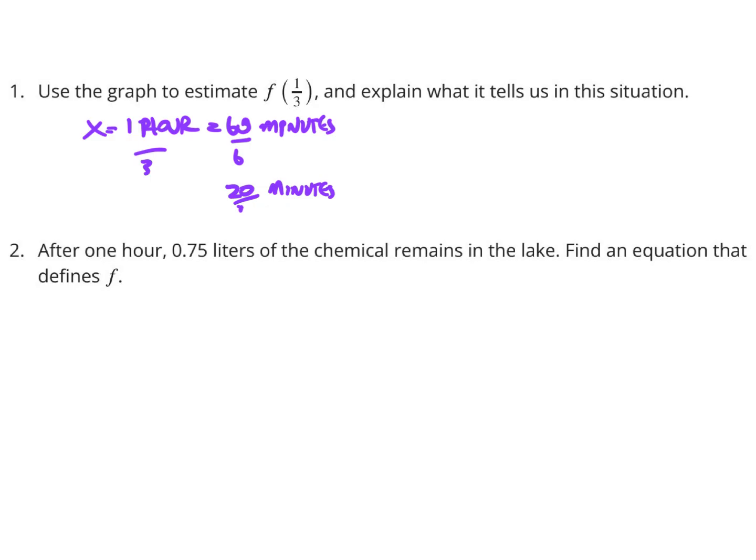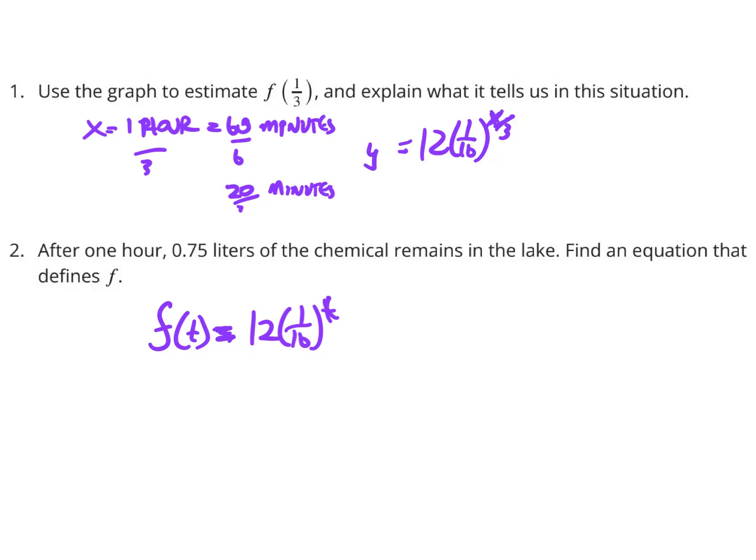After 1 hour, find an equation that defines it. We already wrote our equation. F of t, where t stands for time, is 12 times 1/16 to the t power, but we're going to use x in the calculator. Let's just go with 12 times 1/16 to the x over 3. This is going to give us every 20 minutes, but I have a feeling I'm going to have to change it.